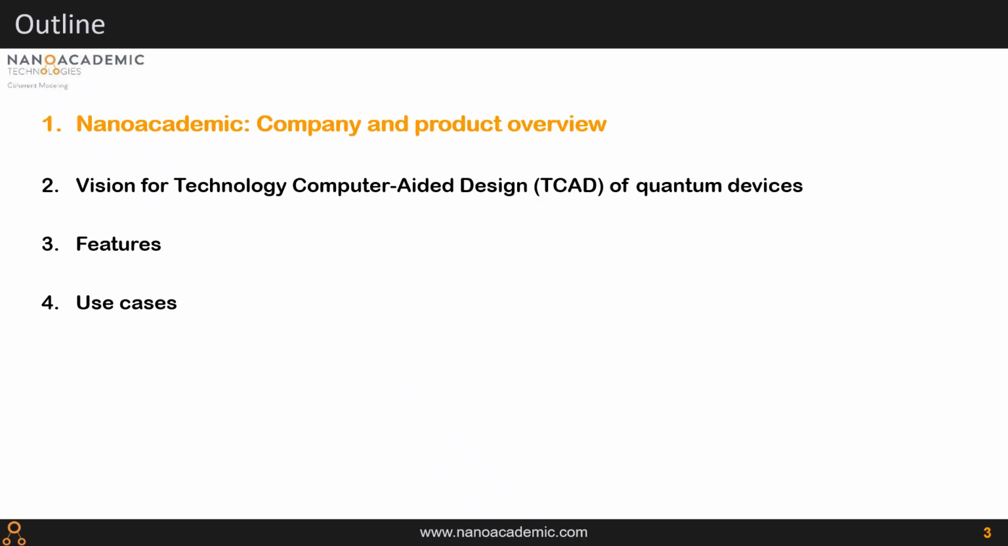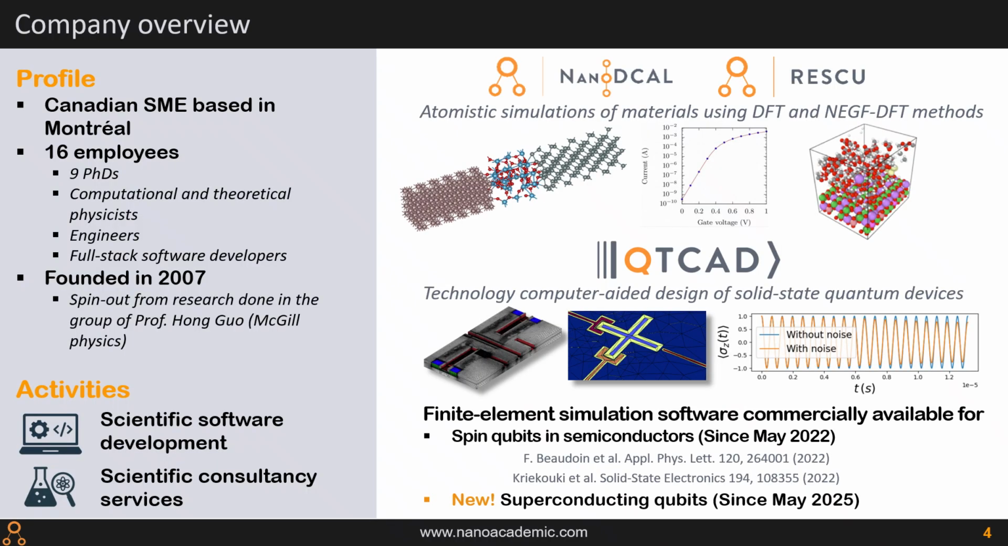So I will start with Nano Academic company and product overview. Nano Academic is a Canadian SME based in Montreal. We have 16 employees, among which 9 PhDs. This involves computational and theoretical physicists, engineers, and full-stack software developers. We were founded in 2007 as a spin-out from research done in the group of Professor Hong Guo from the McGill Physics Department. Our main activities are scientific software development and its commercialization, along with scientific consultancy services that we offer to some customers.